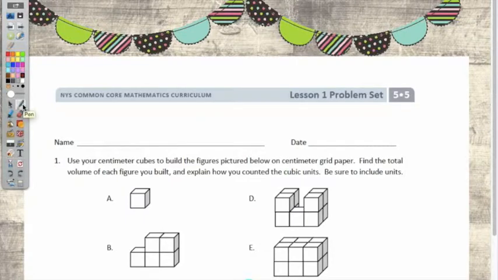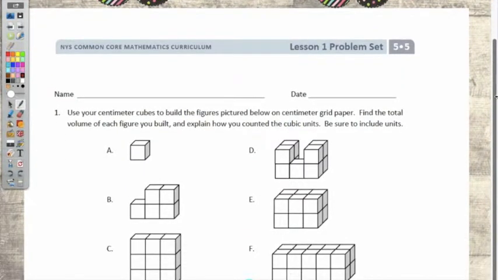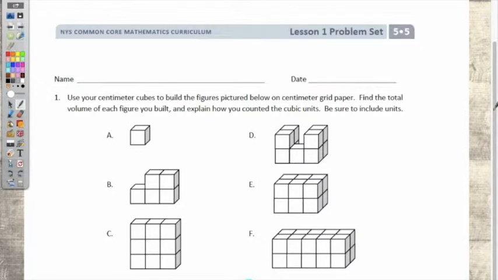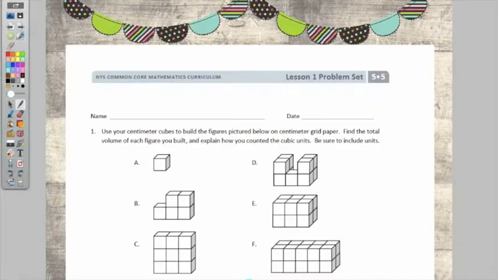Problem set. The directions say use your centimeter cubes to build the figures pictured below. We don't have to do it on grid paper. Find the total volume of each figure you build and explain how you counted the cubic units. Be sure to include the units.